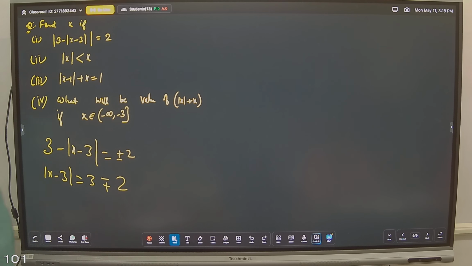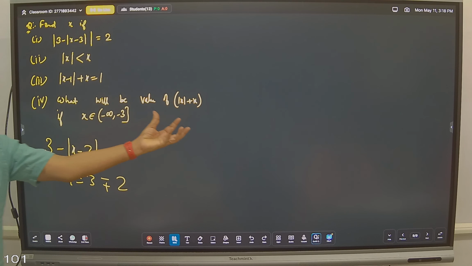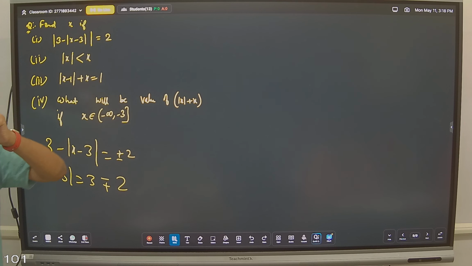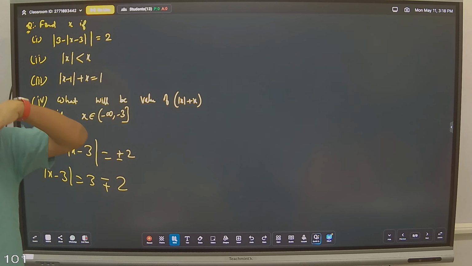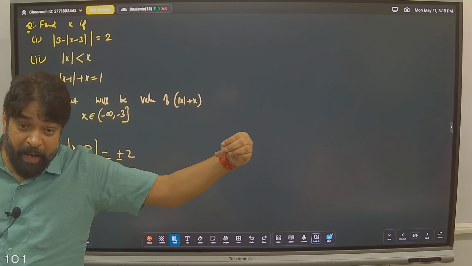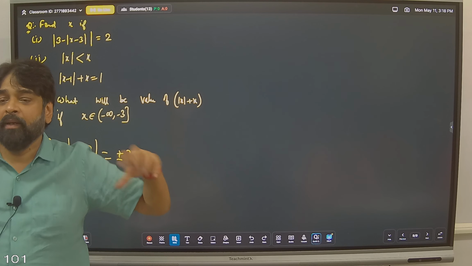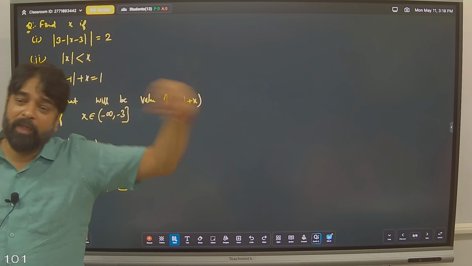You may be wondering why I wrote minus plus. Whenever plus goes to the other side, it becomes minus. Suppose a plus 2 equal to b. This plus 2 goes to the other side, it will become b minus 2. Are you getting it? If multiplied by 2 goes to the other side, it becomes divided by 2.